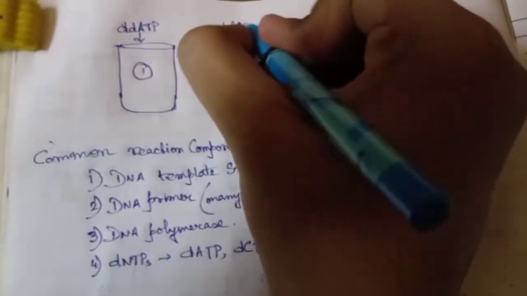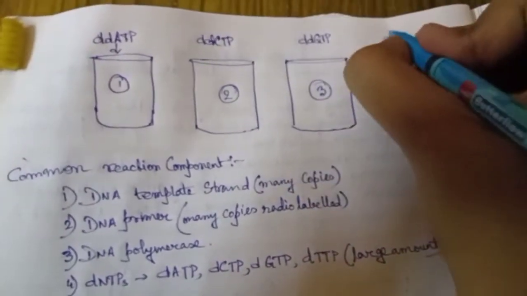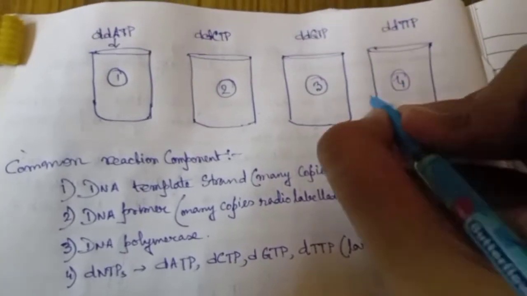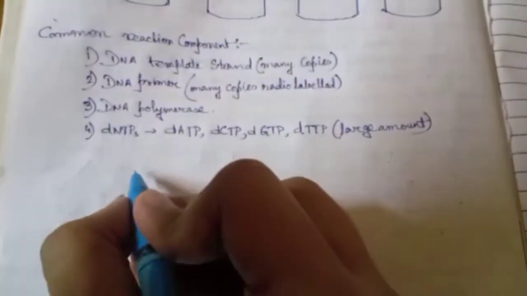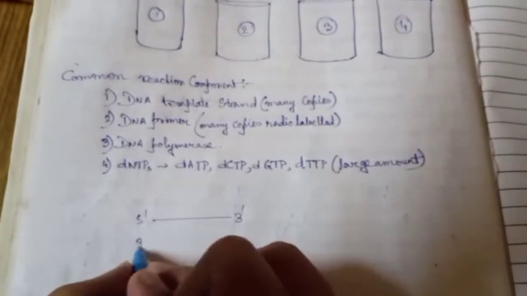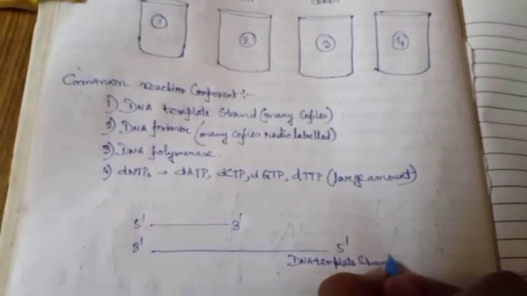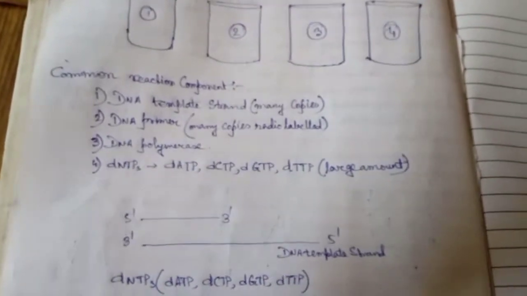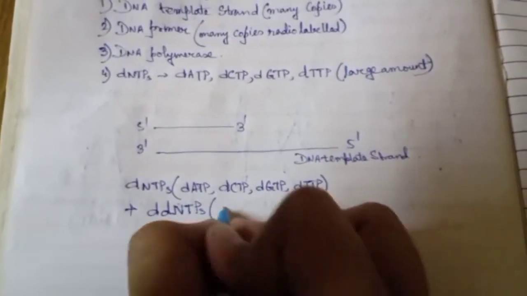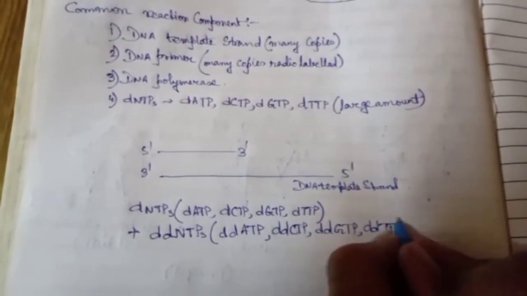Now we have to add only one dideoxyribonucleotide in each reaction mixture tube to stop the polymerization. So in tube 1 we add ddATP, in 2 ddCTP, in 3 ddGTP, and in 4 ddTTP. So dNTPs react with ddNTPs and we will get fragments from here.